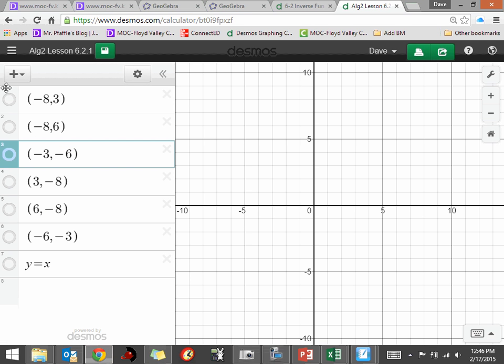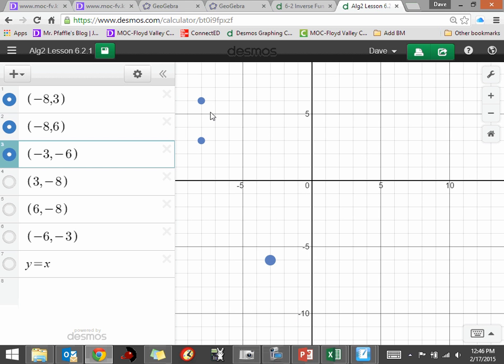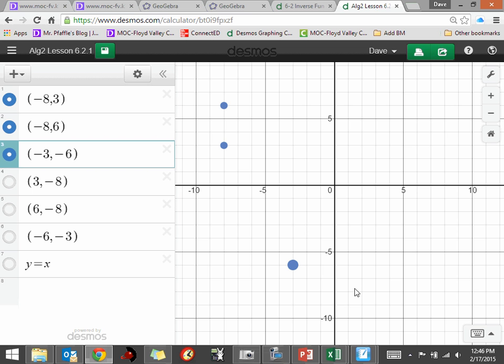So in Desmos, I'm going to graph the three ordered pairs of our first triangle, and I'm going to do my best to connect those so that they form a triangle. I can't actually draw the physical triangle. Technology will not allow me to do that. But I am going to graph the other ordered pairs that are the inverse.